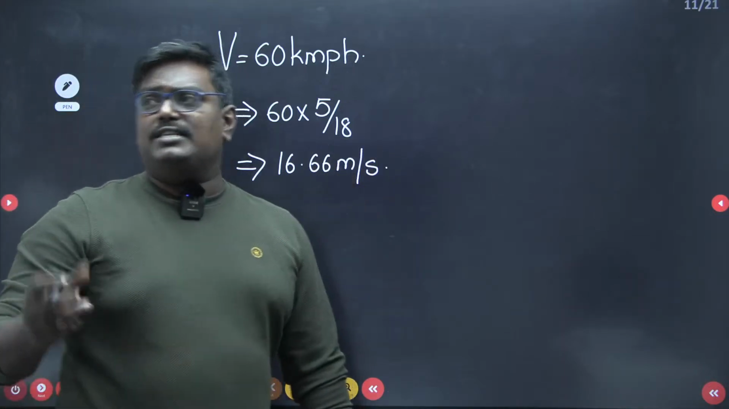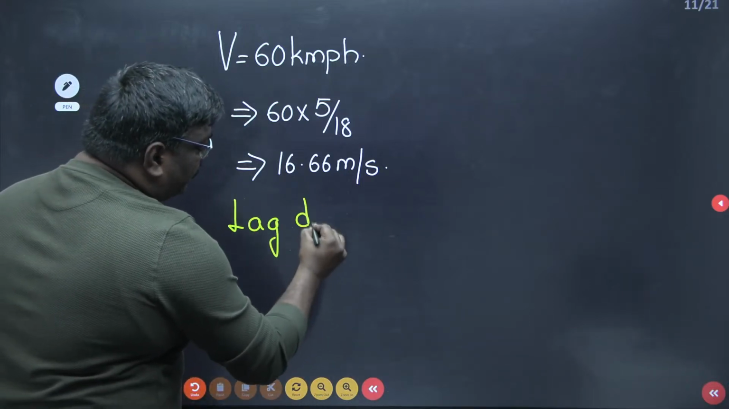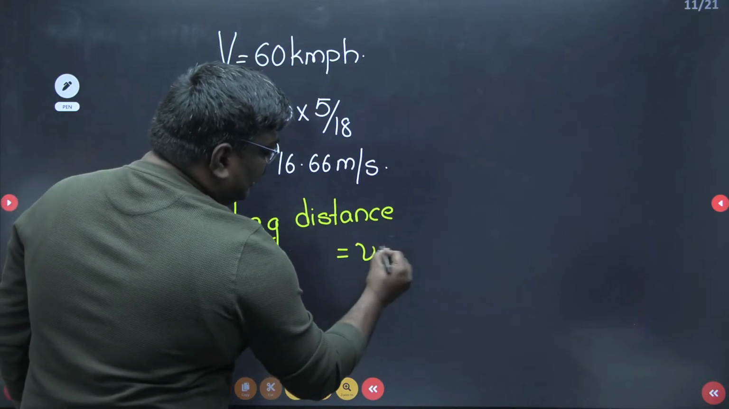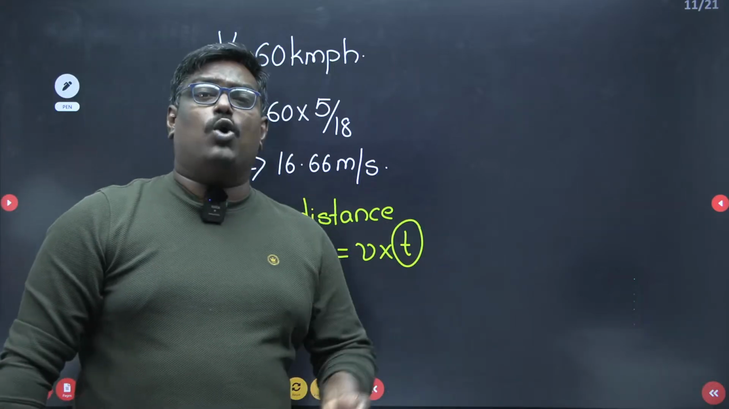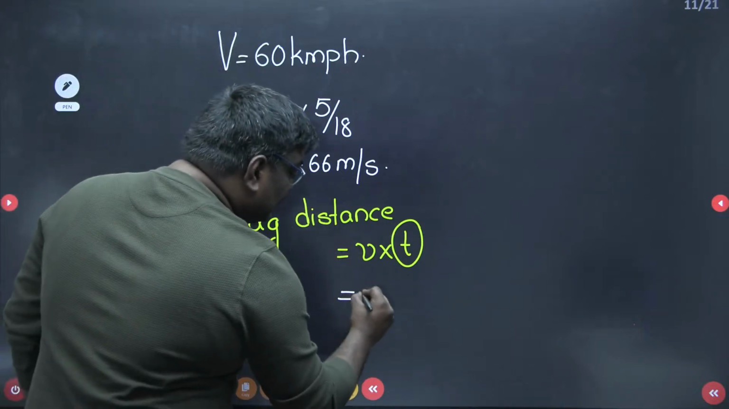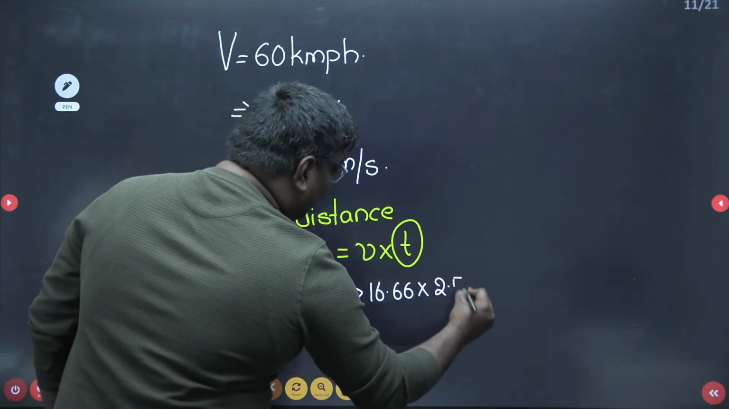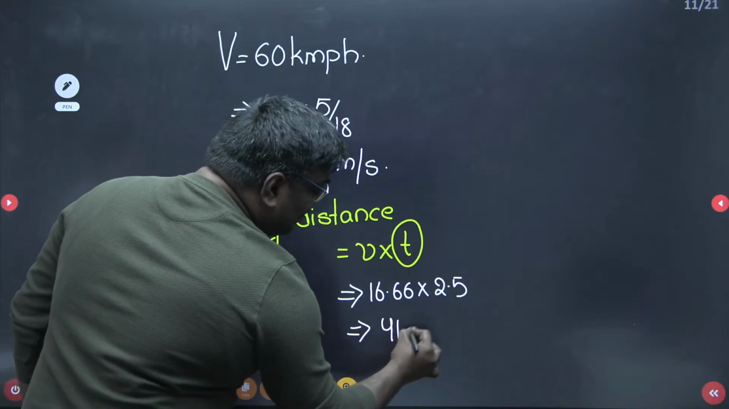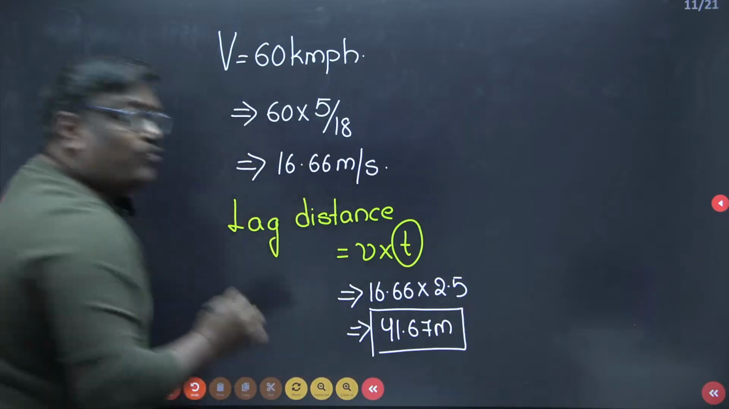Now, my dear students, how do you calculate the lag distance, sir? Lag distance is calculated by the formula V into T, where T is nothing but the reaction time. As per the IRC code, the reaction time is 2.5 seconds. So this will be equal to 16.66 into 2.5. So here you will get a value of around 41.67 meters. This is the value for lag distance.